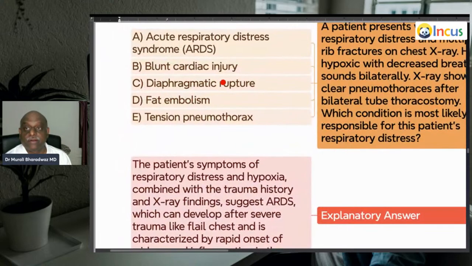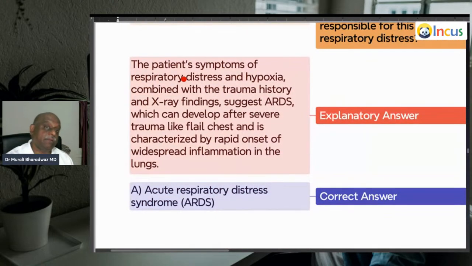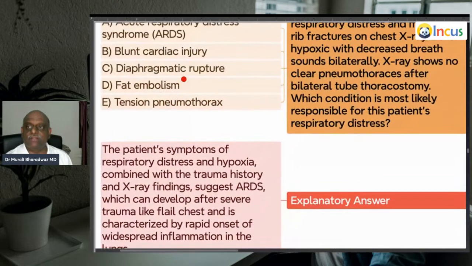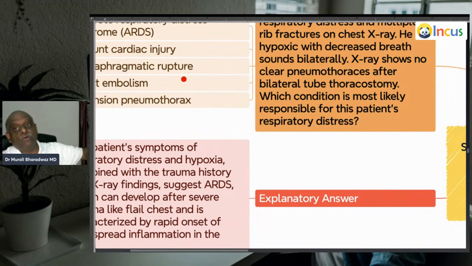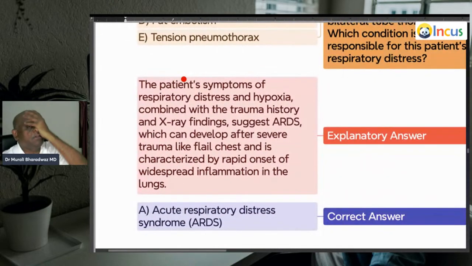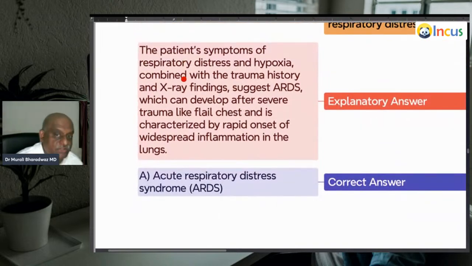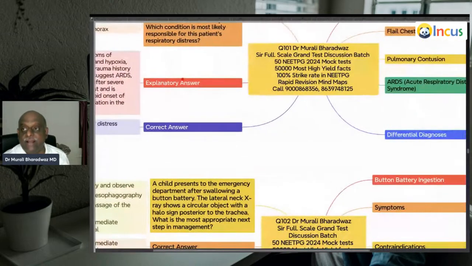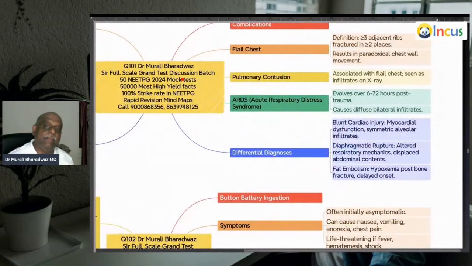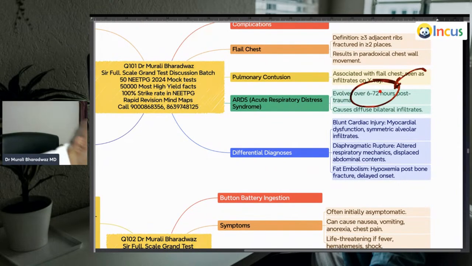So, typically, the patient's symptoms of respiratory distress and hypoxia combined with trauma, with x-ray findings not showing any pneumothorax, all suggest ARDS, which can develop after severe trauma, like the flail chest, where there is a rapid onset of widespread inflammation and non-cardiogenic pulmonary edema. That is what you need to remember. After trauma, 6 to 72 hours is the dangerous time during which ARDS will develop.